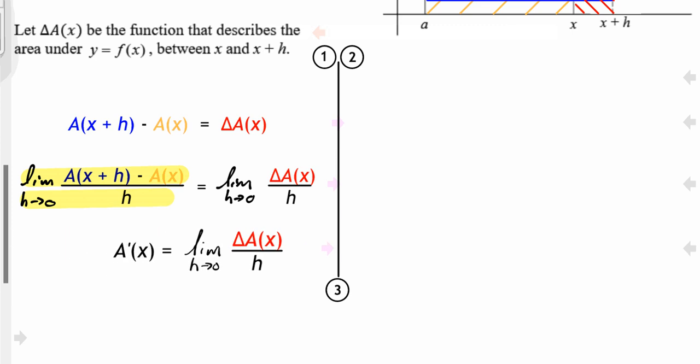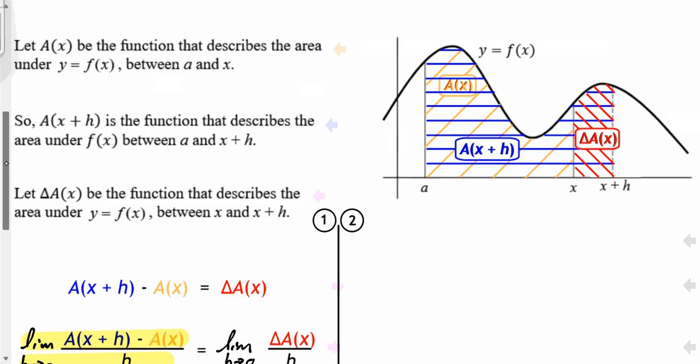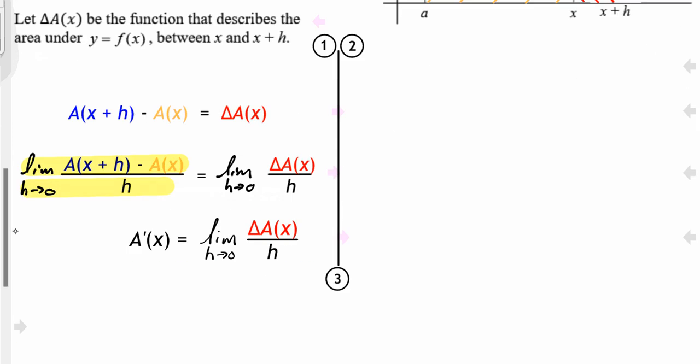So A prime of x would be the limit of that change in area over h, as h goes to 0. So if we come back here, as this h goes to 0, what happens to this area? It gets smaller, also goes to 0. So I'm going to get a 0 over 0. Who knows what's happening there? Wait, so why did you divide by h? So that I could get this to be the definition of the derivative. I wanted to get to that point. Good? All right.